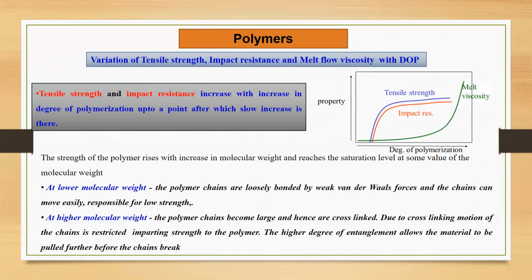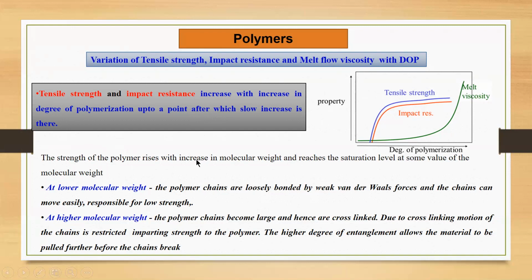Now, how do tensile strength, impact resistance, and melt flow viscosity vary? I'll be discussing melt flow viscosity in the upcoming slide. First, how do tensile strength and impact resistance vary with DOP? As we can see in this graph, they increase with increase in degree of polymerization up to a point, after which the increase is slow. On the y-axis we have the property we are discussing with respect to degree of polymerization. Here I'm taking up tensile strength and impact resistance. As we can see, they both increase with increase in degree of polymerization.